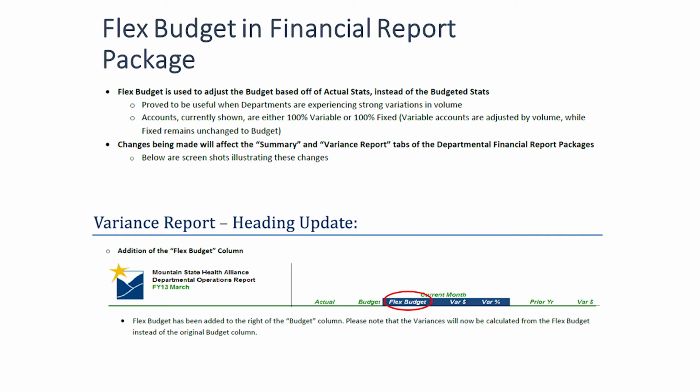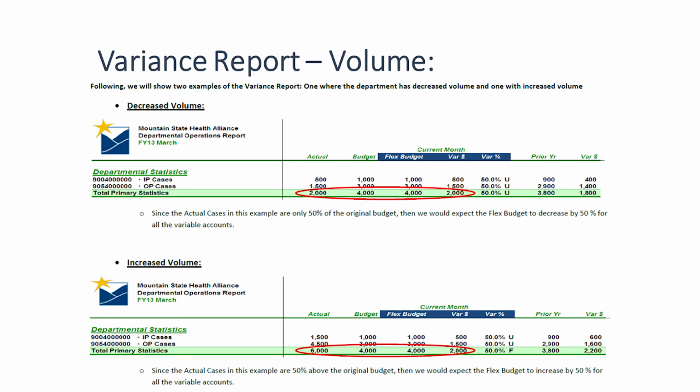And then we have some information with the flex budget, and what that means is basically the volume adjustment. So in the first example with decreased volume, if a department is budgeted for 4,000 cases for the month and only has 2,000, then that flex budget will flex salaries and other items that we would consider variable by the 2,000 instead of the 4,000. So if the cases are 50% of the original budget, then each of those expense line items that are considered variable would be decreased by 50%.